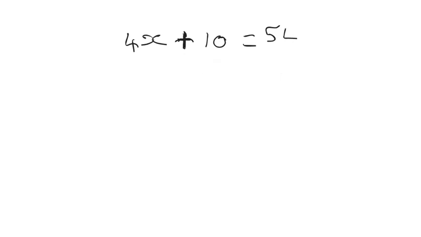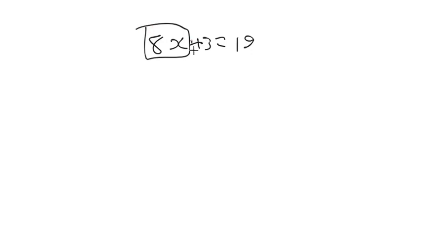I'm going to get amazingly fast at that over the course of these videos. Let's do another. Let's say 8x plus 3 equals 19. 8x plus 3 is 19. Let's get 8x on its own. First of all, get rid of that. Minus 3. You gotta do the same with both sides. 19 minus 3 is 16. So that means that 8x equals 16.